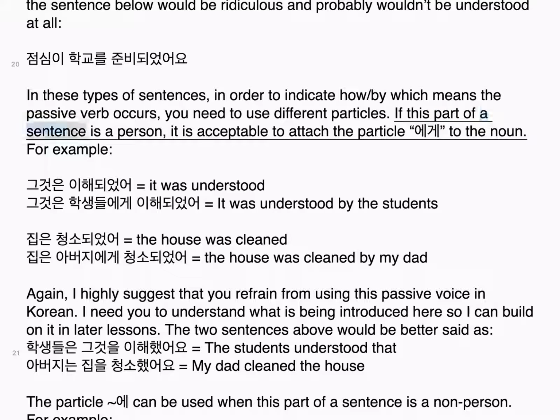If this part of a sentence is a person, it is acceptable to attach the particle 에게 to the noun. For example, 그것은 이해되었어, it was understood. 그것은 학생들에게 이해되었어, it was understood by the students. 집은 청소되었어, the house was cleaned. 집은 아버지에게 청소되었어, the house was cleaned by my dad.